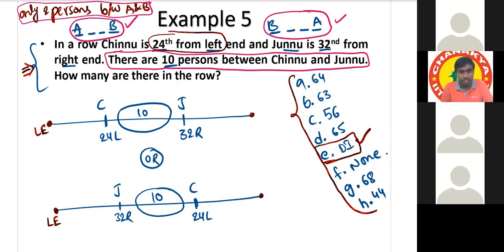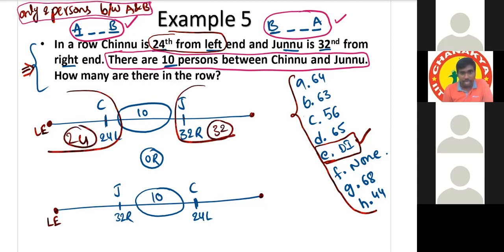So see here. Including Chinnu, how many are there to the left of Chinnu? 24. Including Junnu, how many are there to the right of Junnu? 32. So left hand side there are 24 members, and right hand side there are 32 members, and between them there are 10 members. How many are there in total? 64. 64 is one possible answer. That is also available in the options.